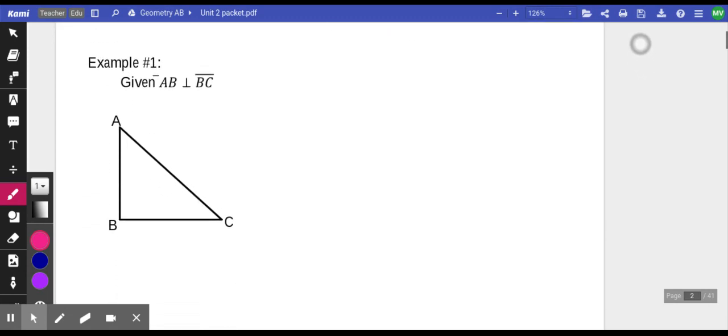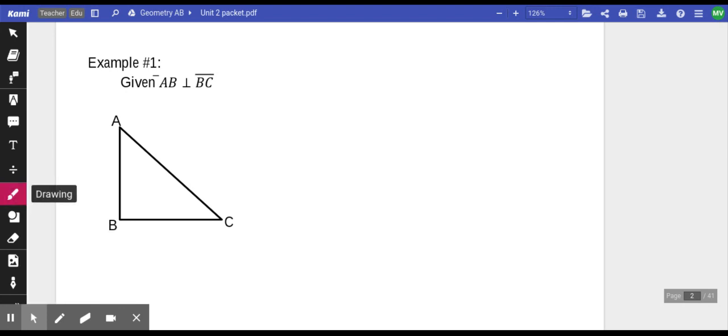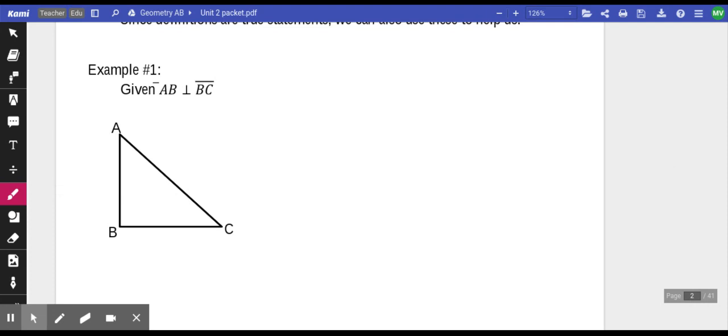Example 1. If I am given that AB is perpendicular to BC, what does being perpendicular imply? What we can say in this case is since we know AB is perpendicular to BC, that means that angle ABC is a right angle. And that's by definition of perpendicular.